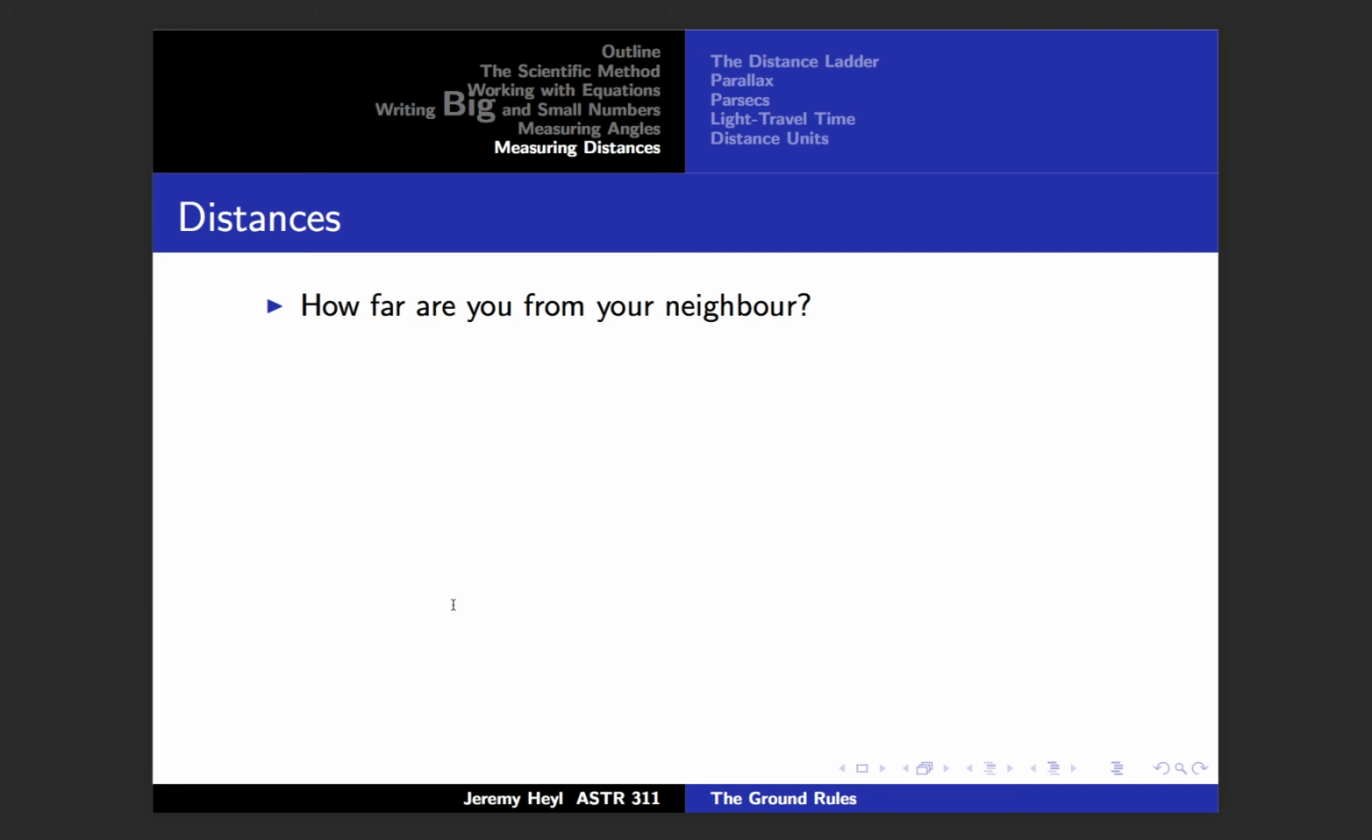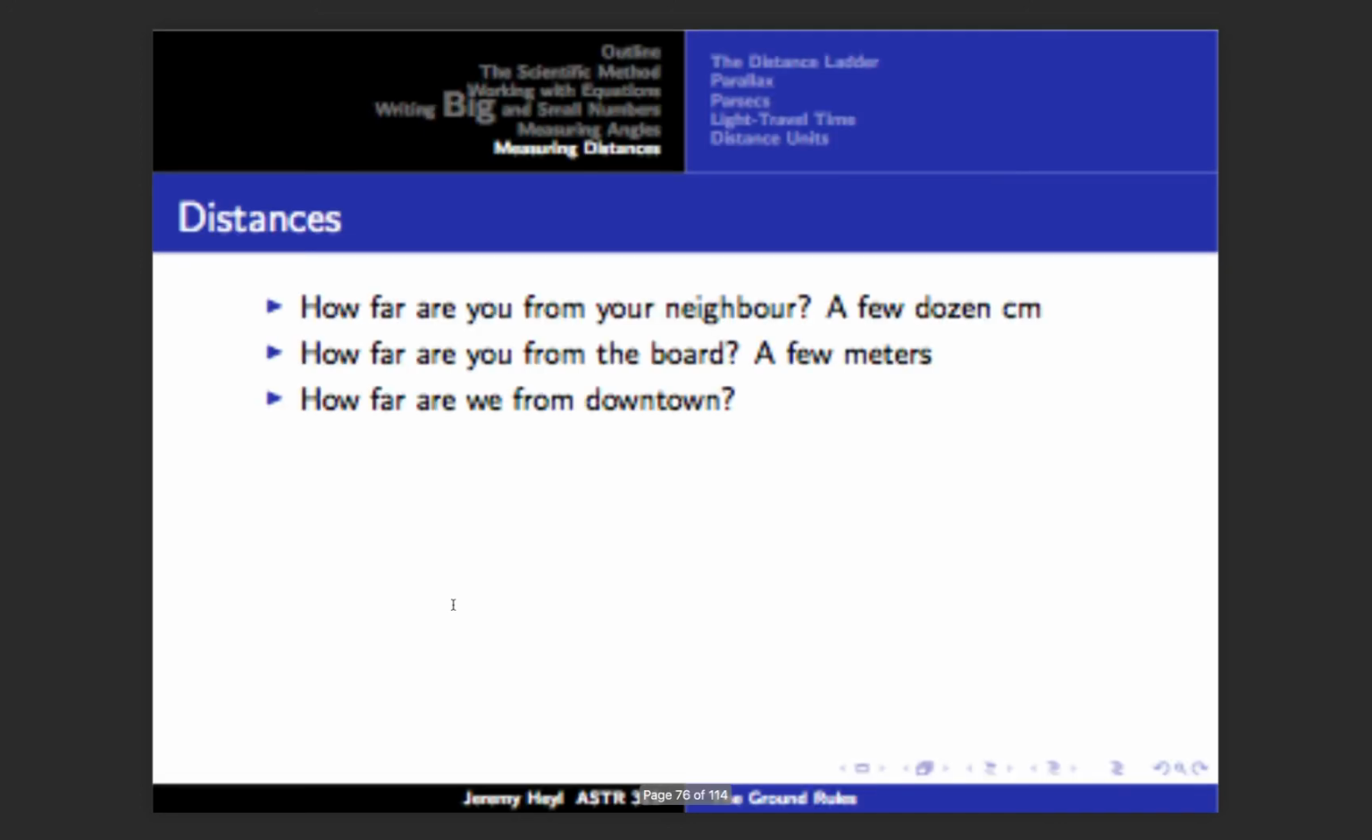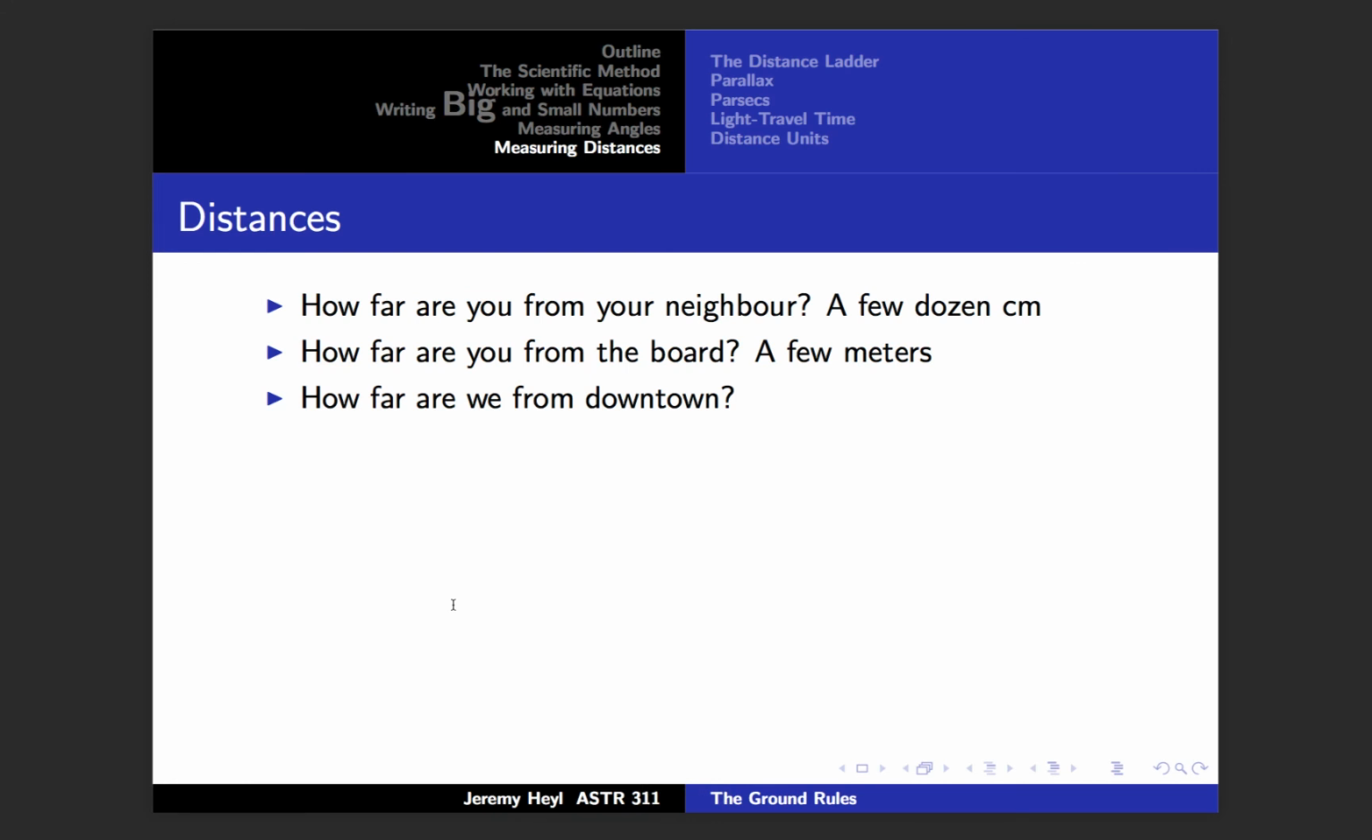It's a meter. That's all I'm looking for. It's a meter. You're 1 meter apart, more or less. Right? That's our everyday, or a few dozen centimeters for those of you who are closer, but typically a meter. How far are we from the board? A few meters, right? That's the scale of our room.